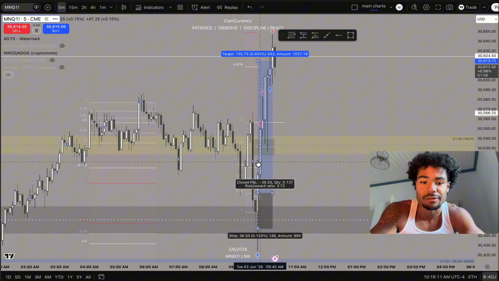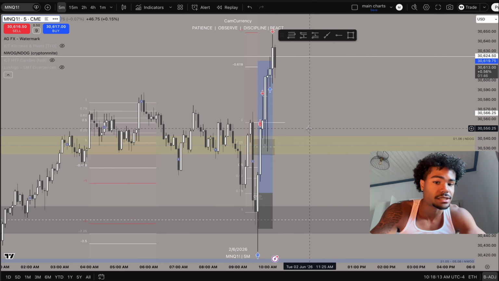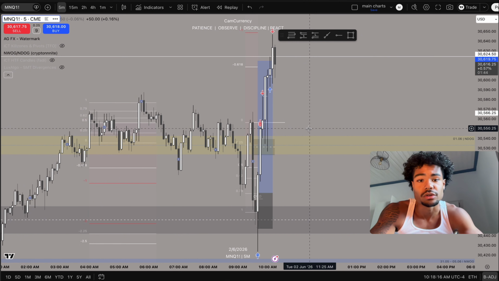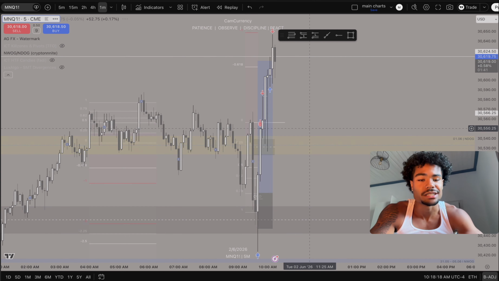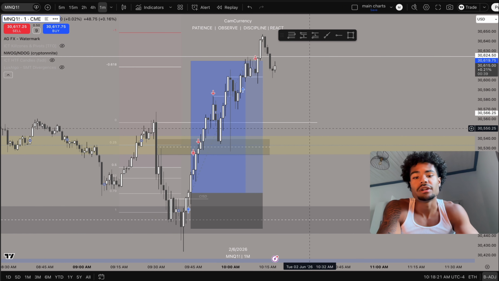We did just form a new 5-minute BPR. We can probably pull back into this. So I'm not going to trail my stop loss. I'm just going to let the trade go. I'm not going to be attached to the money, anything like that. I'm going to just let it rock. So I let it rock.